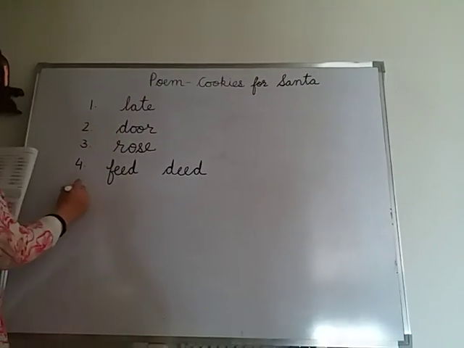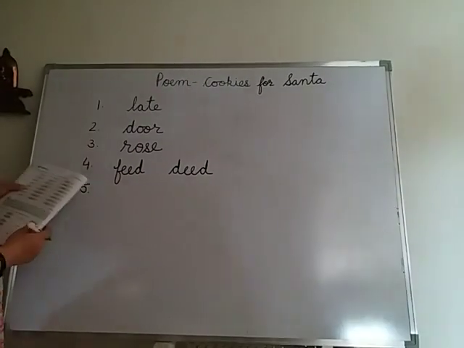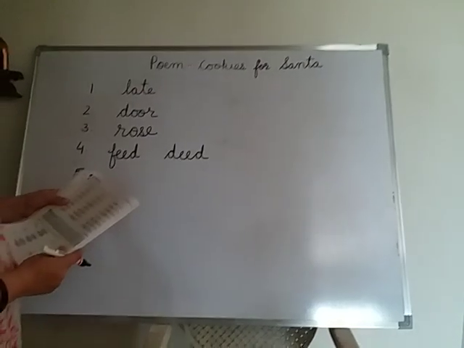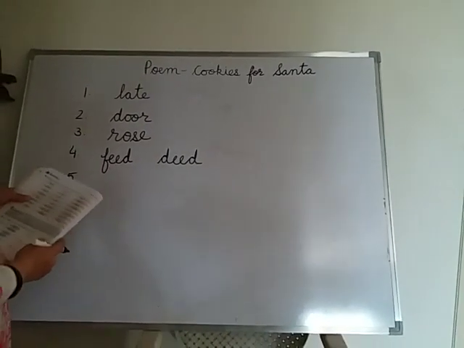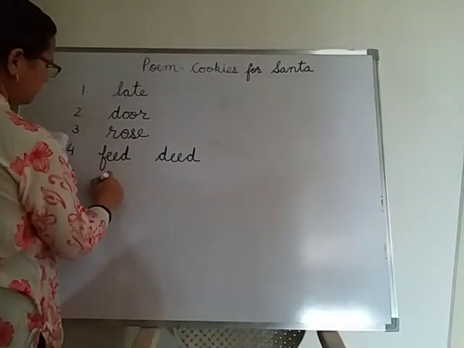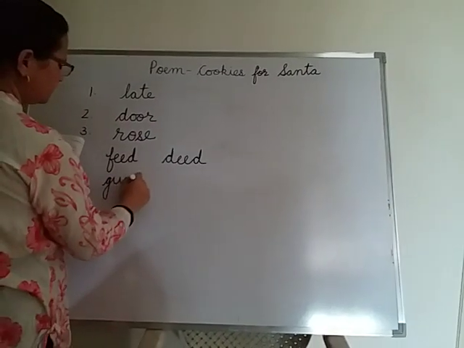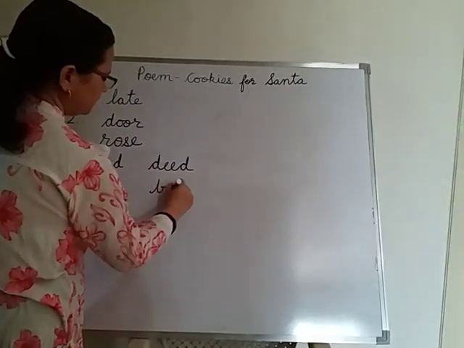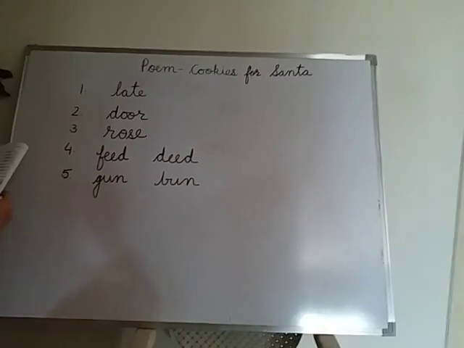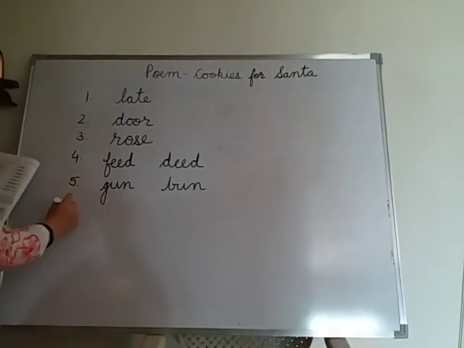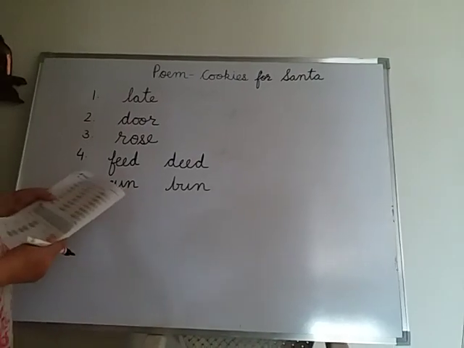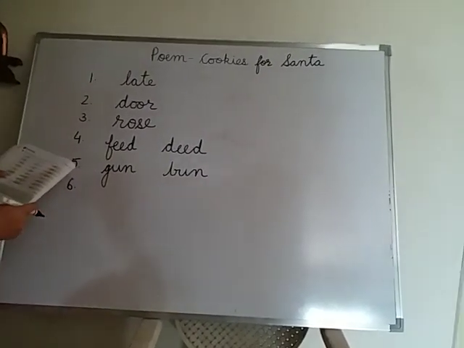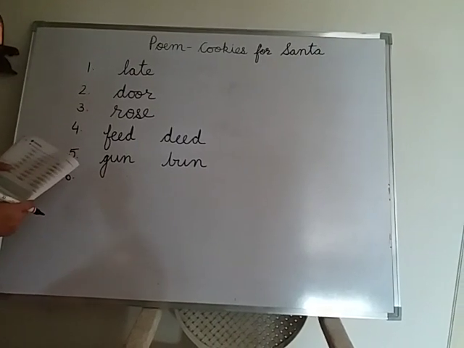Next children, fifth is done. Now the words which rhyme with done are gun, and bun. You see the same sound comes at the end. Next is sixth. The word is ground. So now for ground, you have to find out the rhyming word.